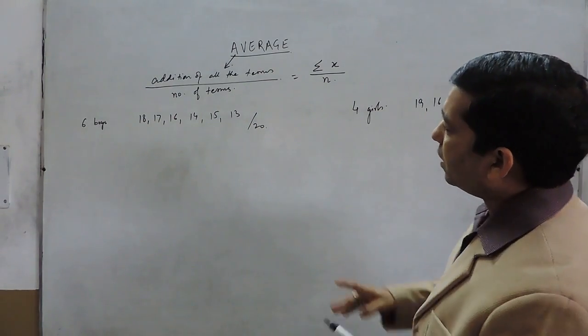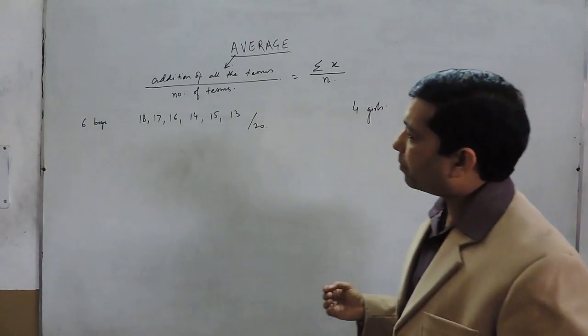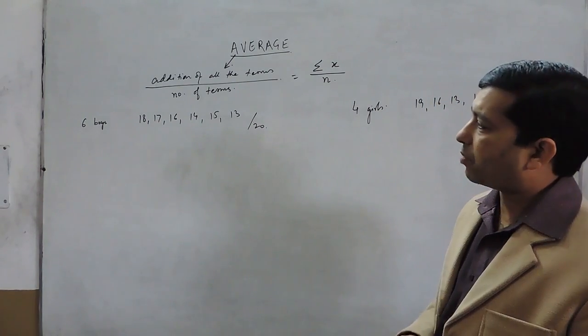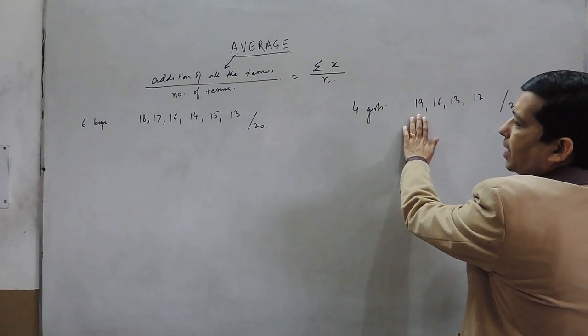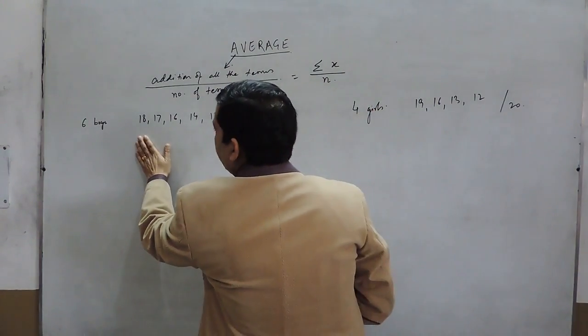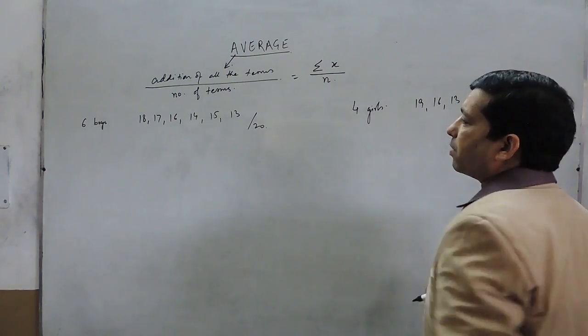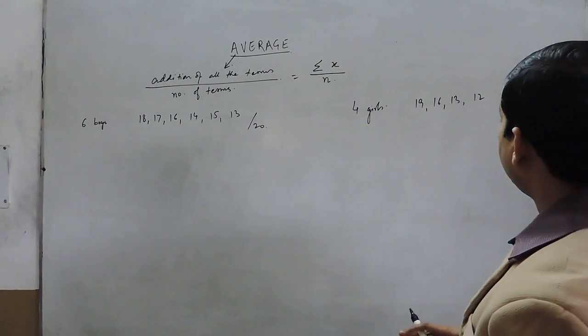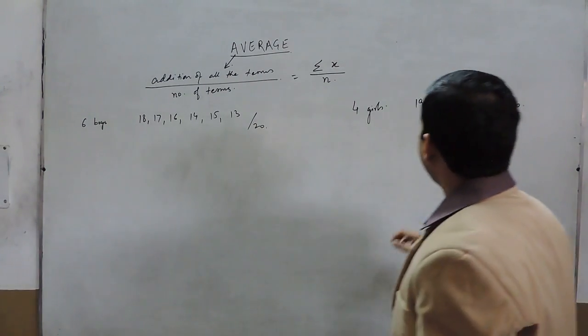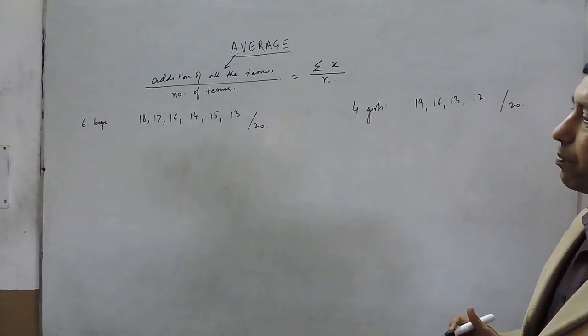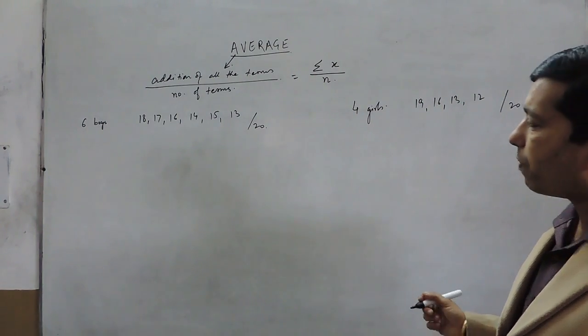And we have to find out whether the boys are the better performers or the girls are. So we cannot say that here the maximum marks are 19 and here the maximum marks are 18, which means girls are the better performers. Or the least marks are 12 and here the least marks are 13, that is why girls are the bad performers in comparison of the two.